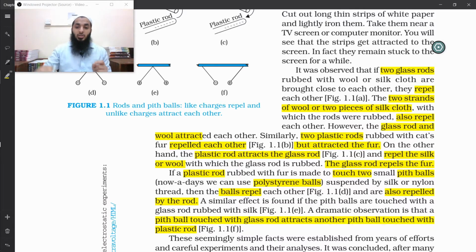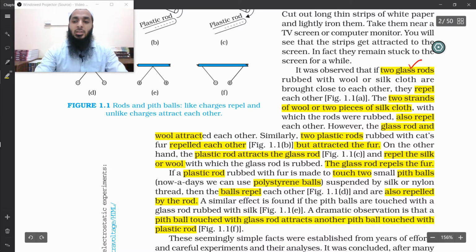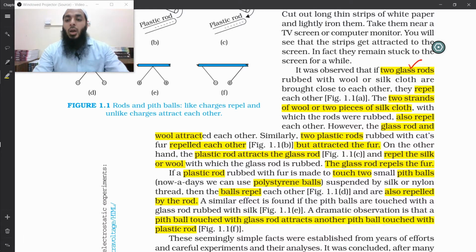We will read that in the coming section. So we understand that like charges repel each other. Another thing: the two strands of wool or two pieces of silk cloth with which the rods have been rubbed also repel each other. Obviously the silk cloth has the B charge, so they will repel each other. That means like charges repel.